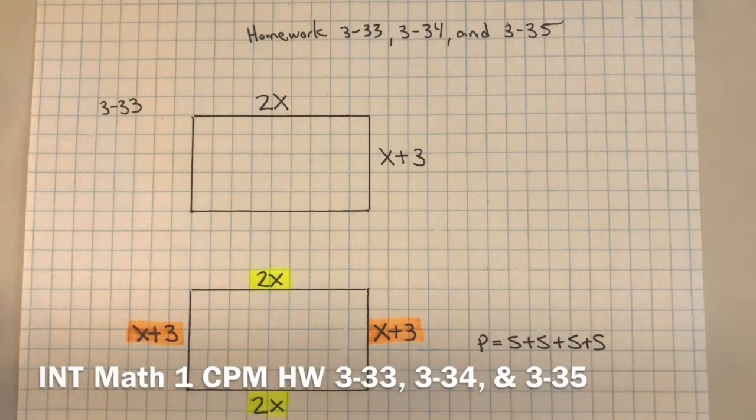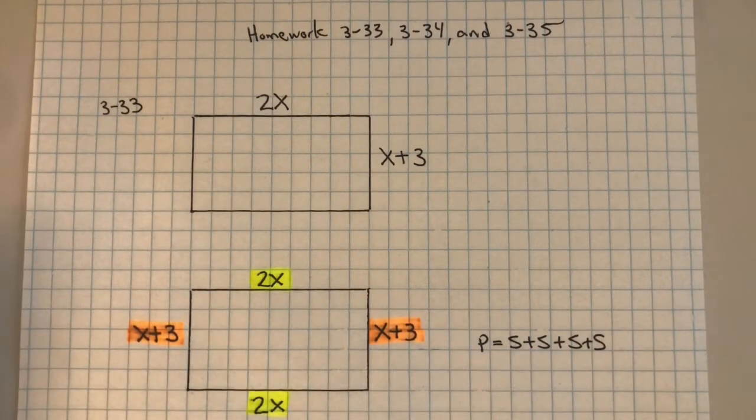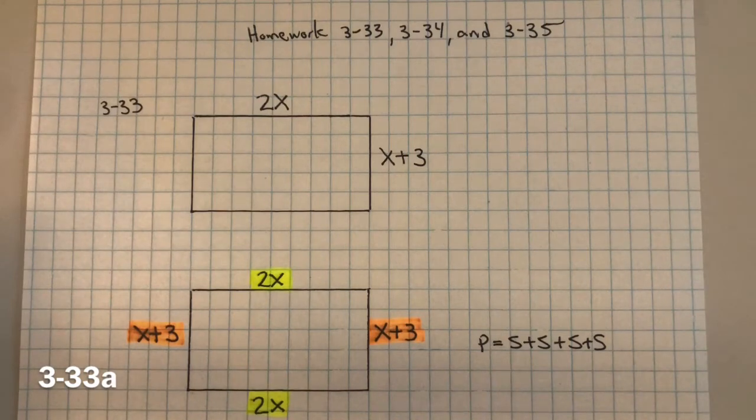This is the homework for 333, 334, and 335. For problem 333, examine the rectangle and then write an expression for the perimeter in terms of x.